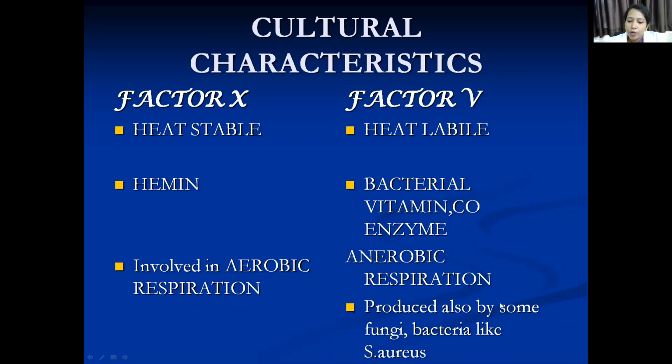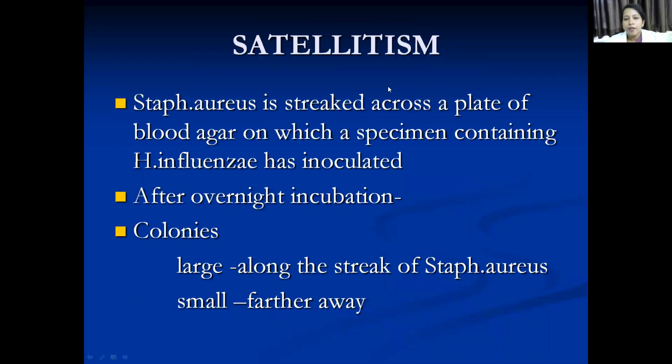So factor V is produced by some of the fungi and bacteria, and one example of a bacteria which produces factor V is Staphylococcus aureus. Which bacteria produces factor V? Staphylococcus aureus. What is Staphylococcus aureus? Gram-positive cocci. Then a very important topic here is satellitism.